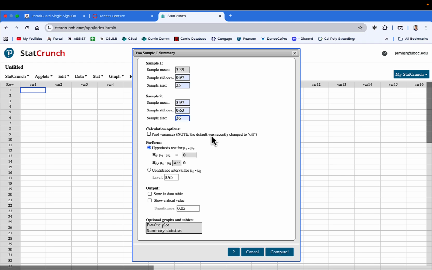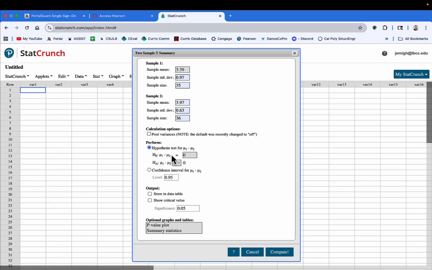The default was recently changed to off. Okay, that's interesting. That's a new note right here. So right now it's off, but if you click it, then it's on. Right now, unclicked, this means that it will not pool the variances. If you click it, then it will pool the variances. And for ours, it said do not assume they're equal, so we do not pool them, so don't click that.